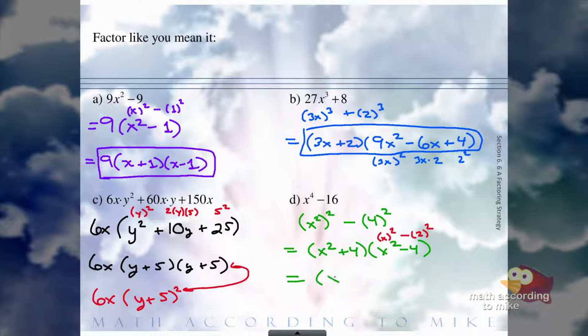The first factor, x squared plus 4, stays right there. And x squared minus 4 factors as x plus 2, x minus 2. So, under the real numbers, the final factorization of x to the fourth minus 16 is x squared plus 4 times x plus 2, x minus 2. Let's try some more problems.